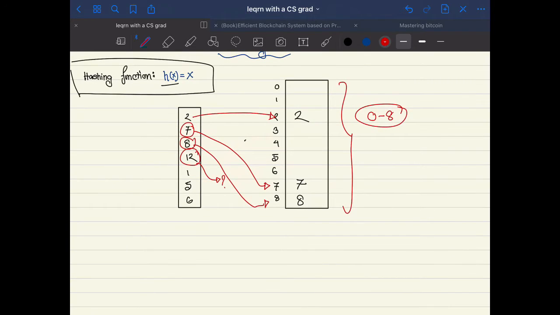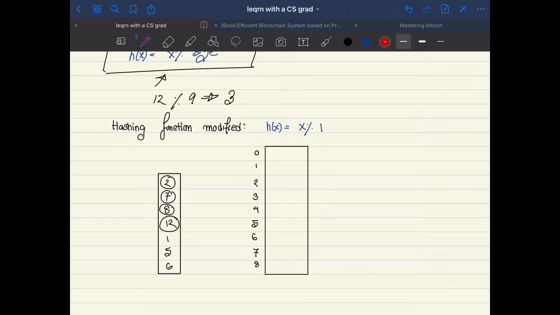So the problem here is we have to have a bigger array for numbers that are much bigger than the length, which is not efficient, because space is limited in our case, and we need to be more efficient. So we need to house values that are much greater than 8. So what do we do here now?